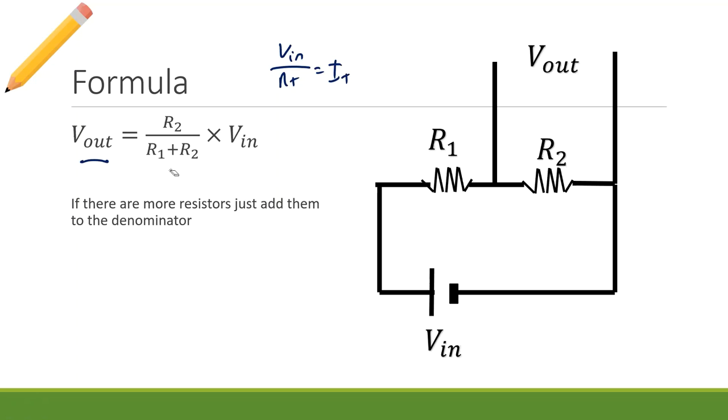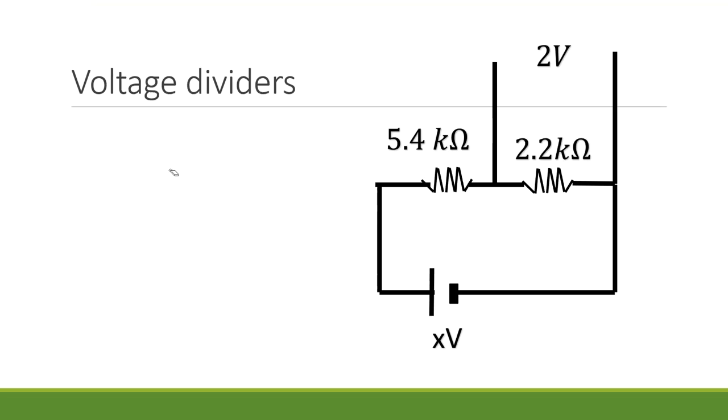I'll give you 10 more seconds to write it down, if you haven't written it down somewhere, because we're about to use it. 9, 7, 6, 5, 4, 3, 2, 1. All right, I'm going to assume you've written it down. Let's take a look at an example. We're not going to do a hard one to start off with. We're going to do an easy one.